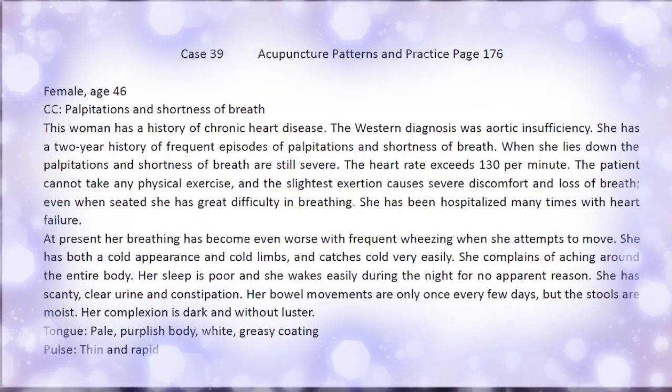Okay, let's see what the points are in the book. They use Pericardium 6 on one side and Lung 9 on the other side, and Ren 12, Ren 6 with warming needle, Stomach 36 with warming needle.